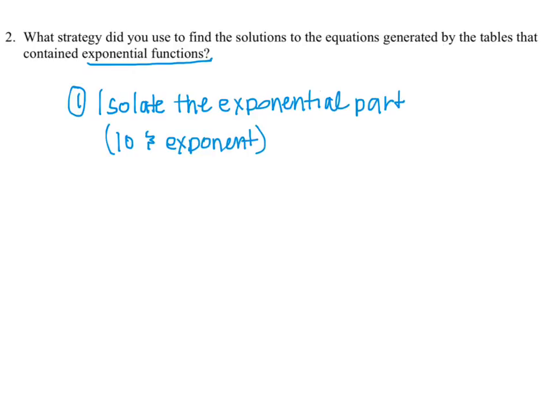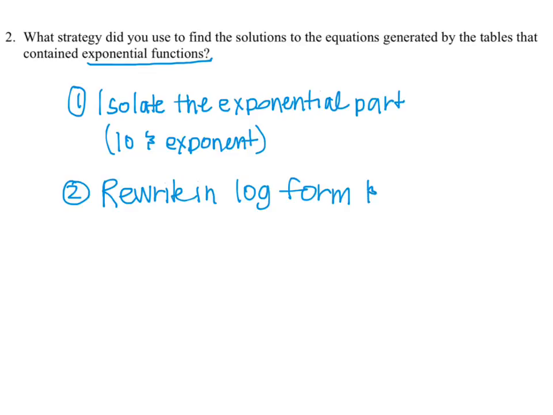Or if it gave me a different base, if it was 2 to the x plus 4 equals 7, get the 2 to the x plus 4 alone. After I do that, this is the big thing, is I'm going to rewrite in log form. So that takes the x out of the exponent, and now I can just solve for x.